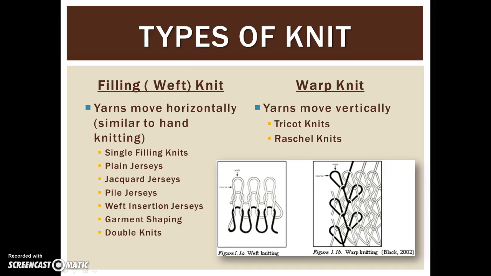Now, a warp knit, the yarns move vertically, meaning that they are knitted from top to bottom. There's not as many types of knits in this category. Tricot knits and Rochelle knits are two types. And as you can see in the comparison of the pictures down there, the direction is very different. The weft or filling knit can come unraveled only in a horizontal direction. But if you have it cut in the vertical length, it won't unravel down that edge.